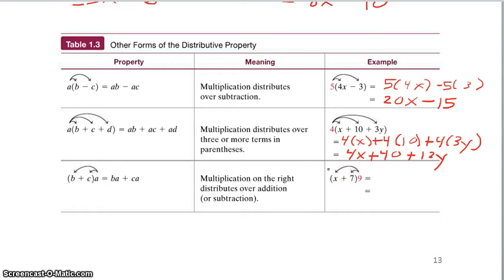Now we come to the last example here. This time, what's a little unique about this is we have the number we're multiplying by in back of the parenthesis. So now we still use the distributive property. We will write 9 times x plus 9 times 7. 9 times x is 9x, and 9 times 7 is 63.